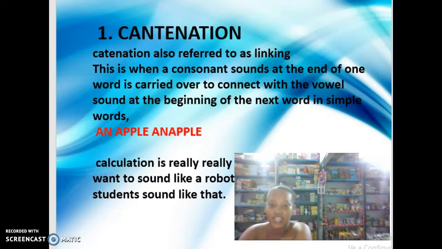1. Concatenation. Concatenation, also referred to as linking. This is when a consonant sound at the end of one word is carried over to connect with the vowel sound at the beginning of the next word. In simple words: an apple, an apple. Concatenation is really important if you don't want to sound like a robot. A lot of my students sound like that.